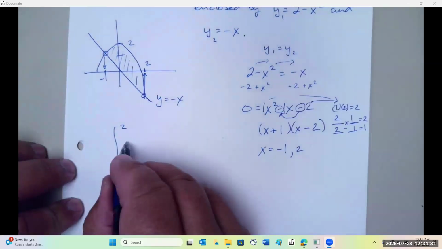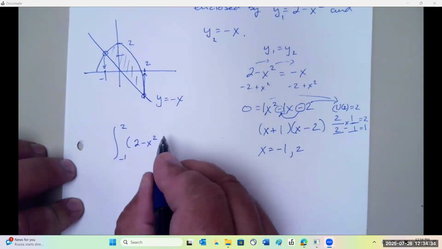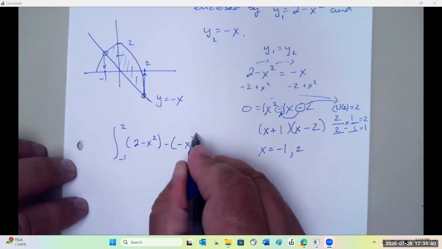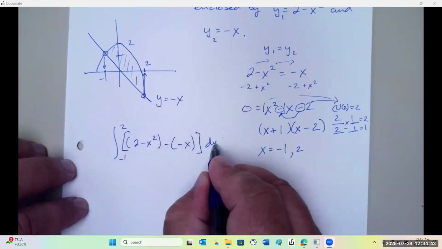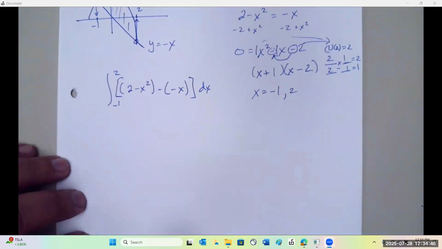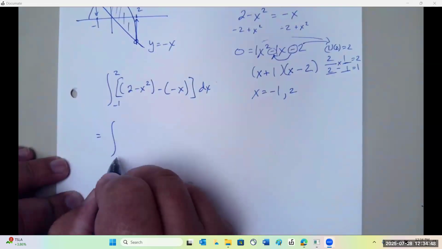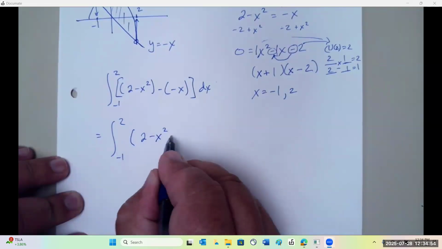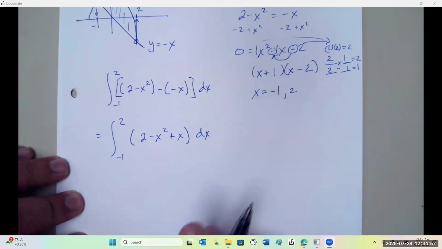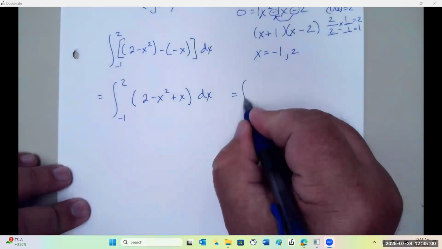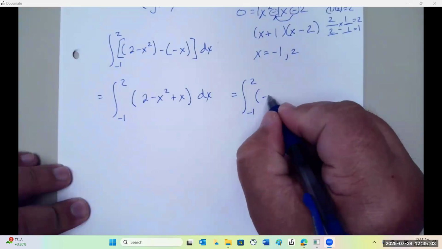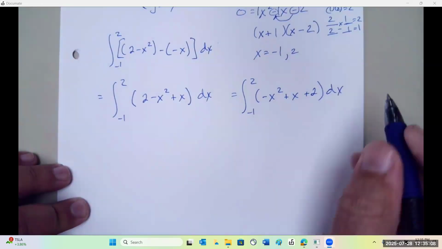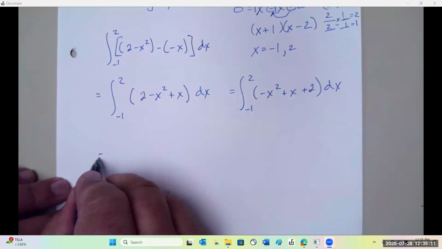So the first function is 2 minus x squared minus negative x, dx, from negative 1 to 2. That's 2 minus x squared plus x, dx, which is negative x squared plus x plus 2. Now we can integrate each one of those.